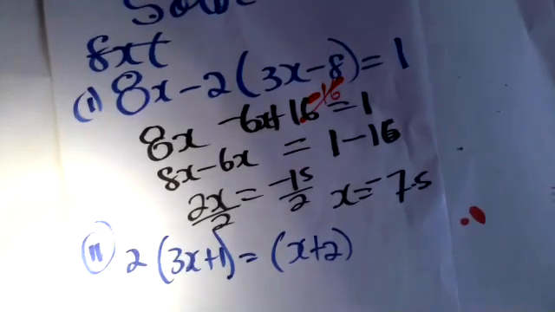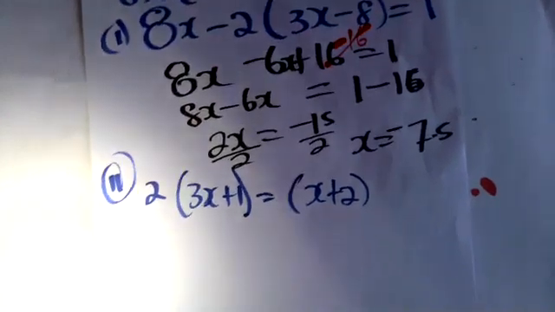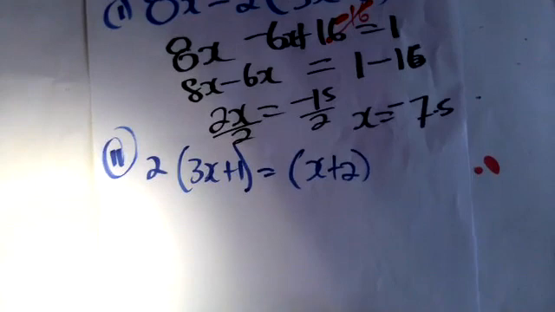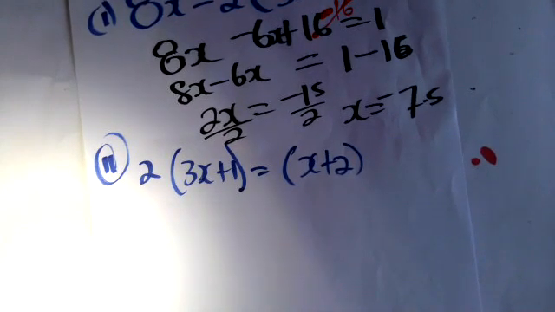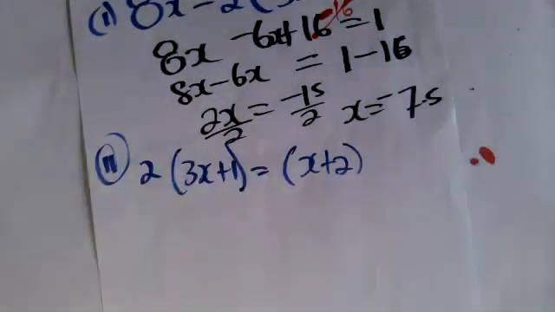All right. So let us attack this one. This one says 2 bracket 3x plus 1 is equal to x plus 2. Go ahead and do it, and then we come right back. All right, guys.